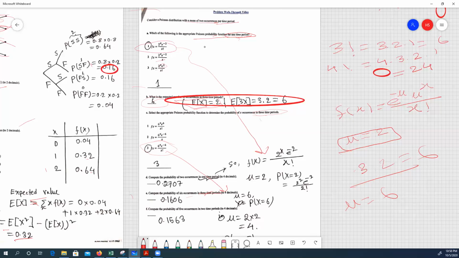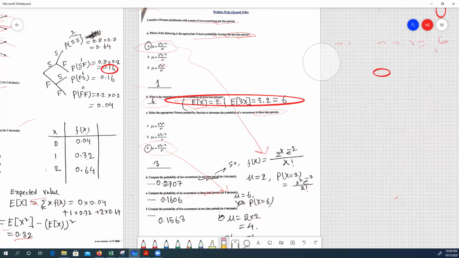Okay, so now compute the probability of 2 occurrences. That means x is exactly 2. So now we have to find the probability when x is 2. So you have to find the probability of x is equal to 2. So you have to find this probability.